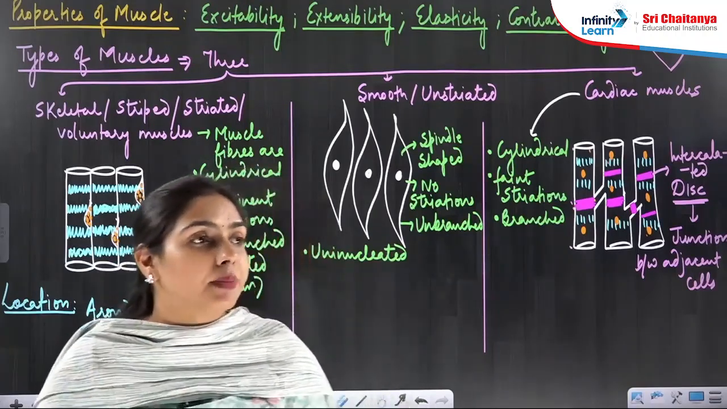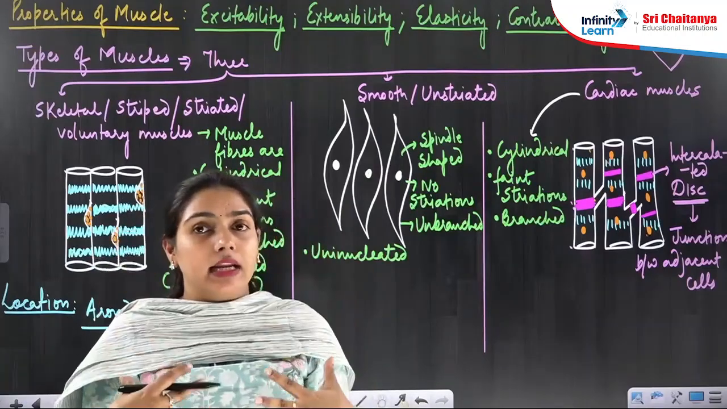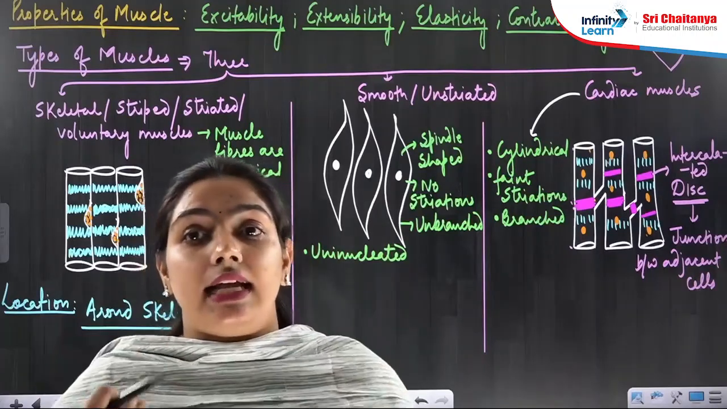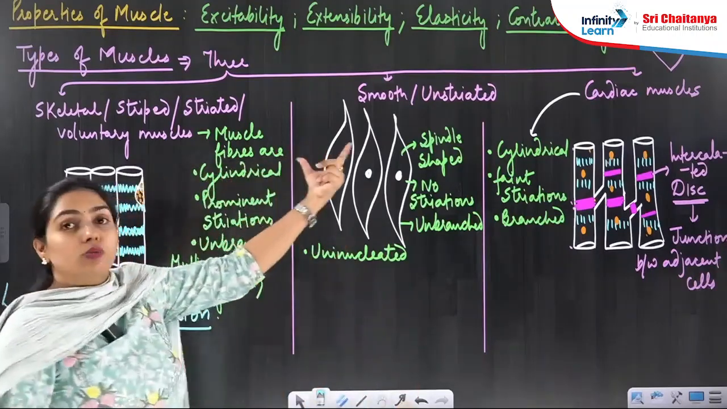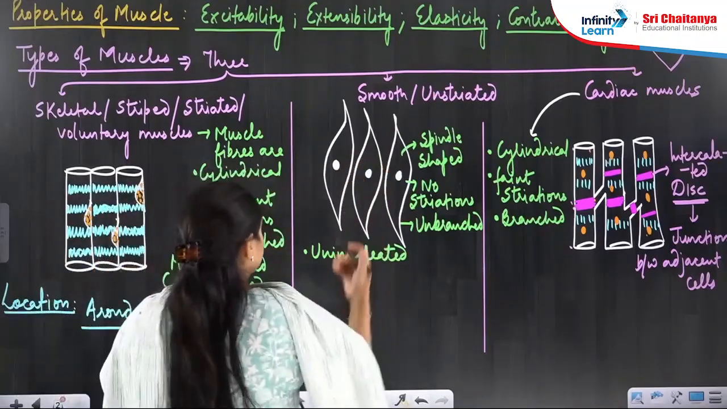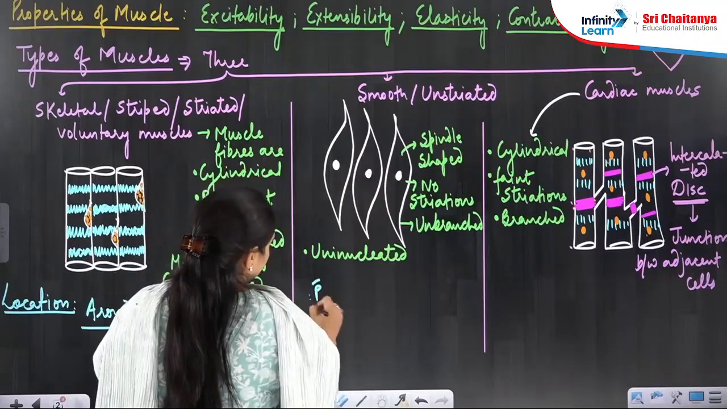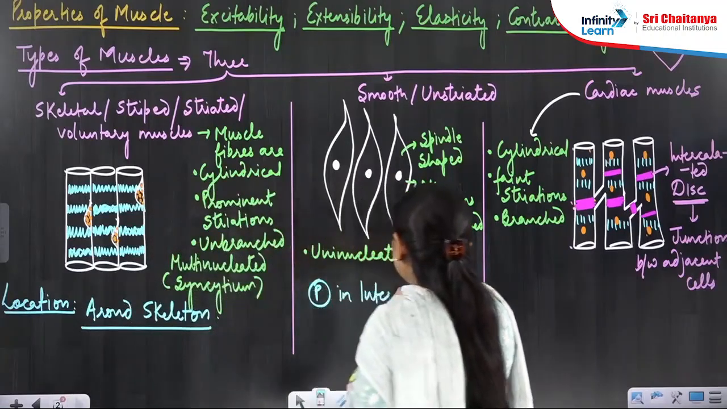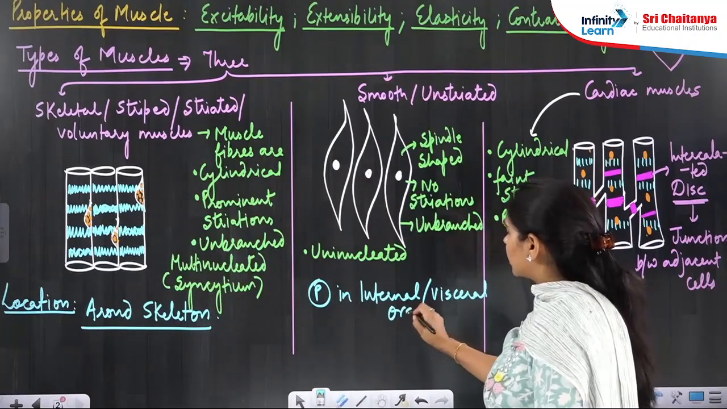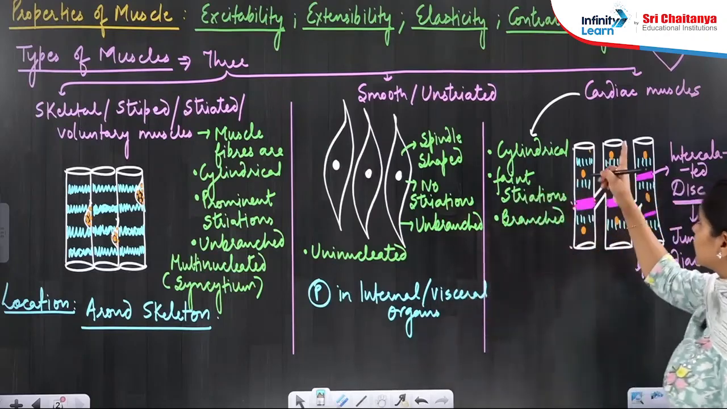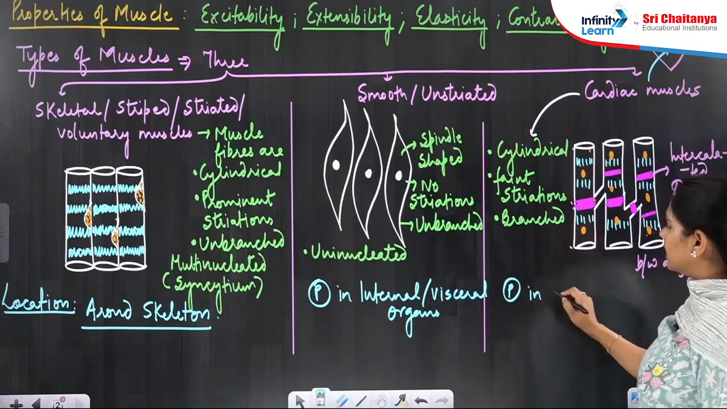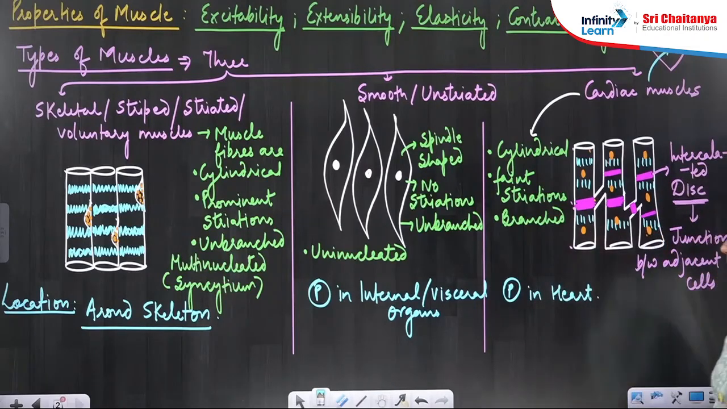In the locomotion and movement chapter, the bones are the skeleton, and the muscles which are attached to the skeleton are known as skeletal muscle. Smooth muscles are present in our internal organs. In every organ, smooth muscles are present. Internal organs are also known as visceral organs, so they are present in visceral organs. Whereas cardiac muscles, I have already told you, are exclusively present in the heart.